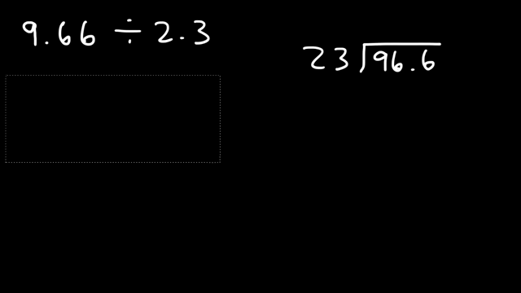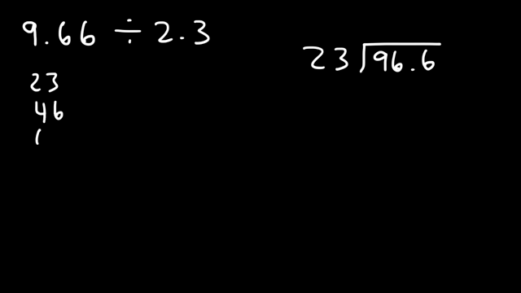So let's make a list. So we have 23. 23 plus 23 is 46. 46 plus 23 is 69. And then 69 plus 23, that's going to be 92. 92 plus 23 is 115. And then 115 plus 23 is 138. So let's stop there for now.